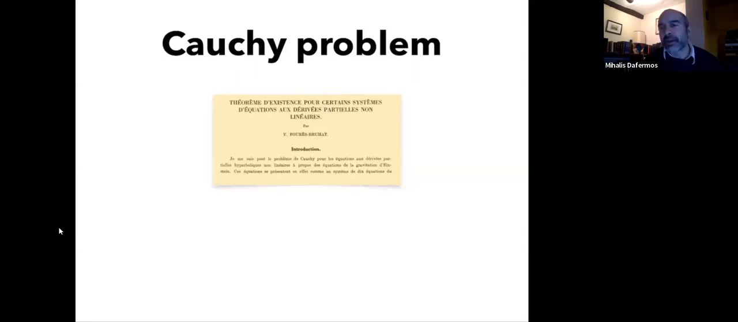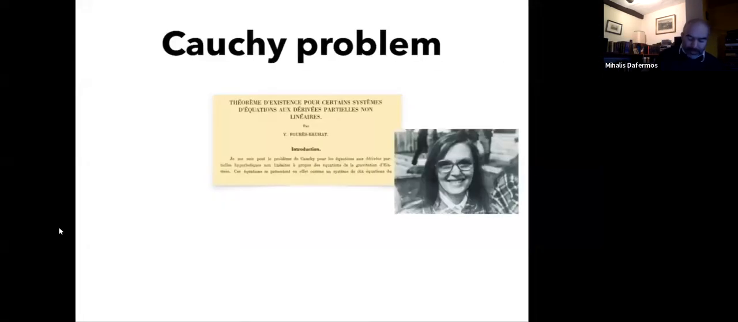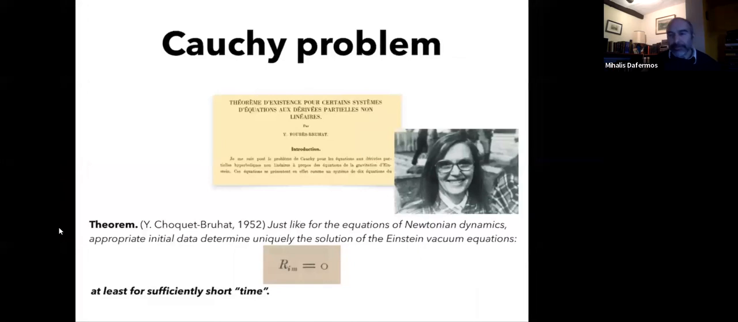And as such, what you expect is a well-posed initial value problem, because we all know when we learn about the wave equation that the natural problem to pose is the initial value problem. Okay, so this understanding that general relativity can be phrased as an initial value problem was a big achievement of Yvonne Choquet-Bruhat from 1952. And what she proved is that, just like for the equations of Newtonian dynamics, in general relativity, appropriate initial data uniquely determine a solution of these Einstein vacuum equations, the equations that Einstein wrote down back in 1915, at least for a sufficiently short time.